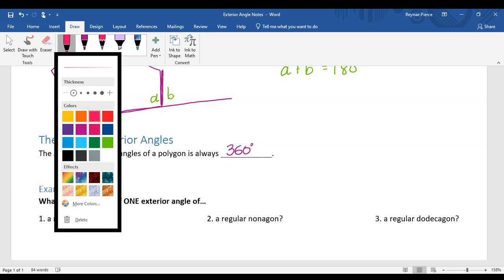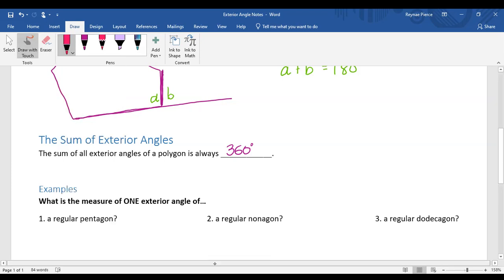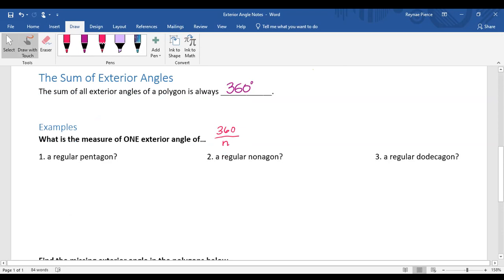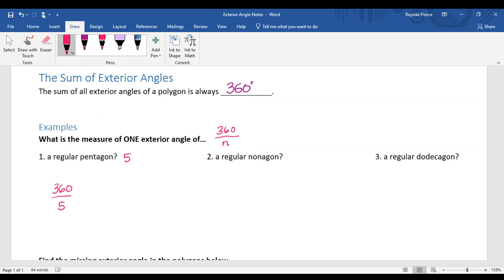If we want the measure of one exterior angle of a regular polygon, though, if the sum is 360, to find the measure of just one of those exterior angles, we are going to divide by the number of sides. So a regular pentagon has 5 sides. So we're going to take 360 divided by 5. And that means that each exterior angle of a regular pentagon is 72 degrees.